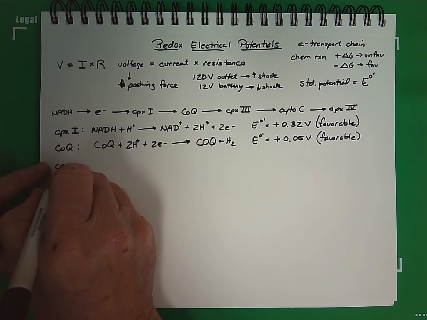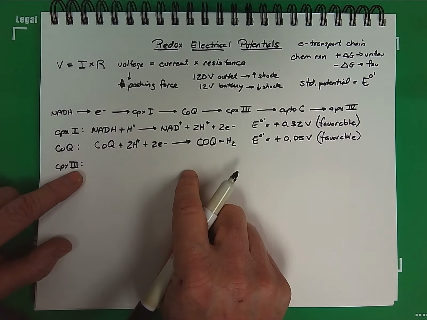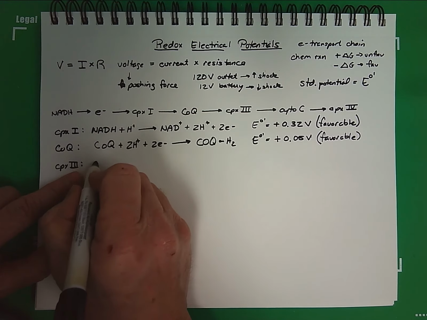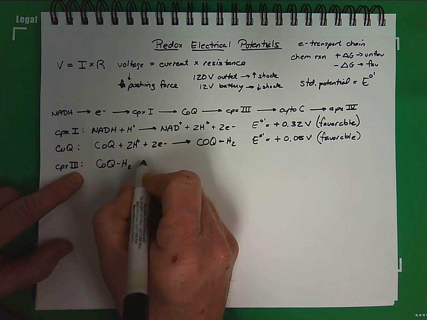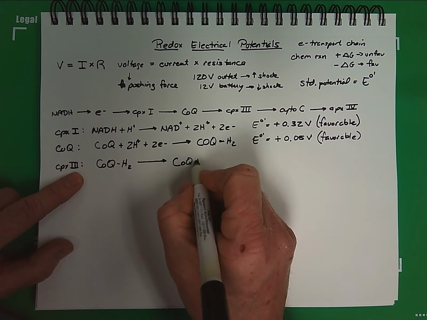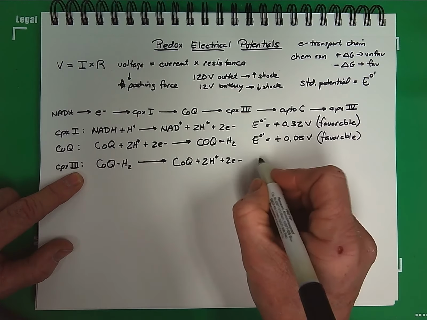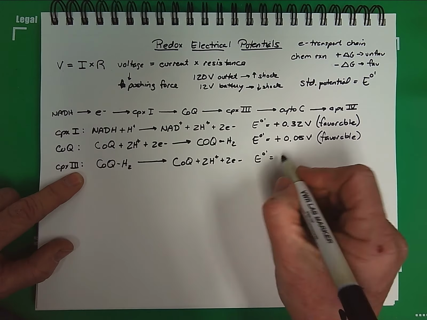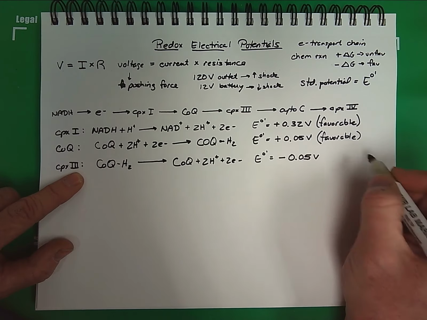Now, from this point, let's look at complex 3. For complex 3, we have the reverse reaction. We are going to have CoQ in its reduced form, and this is going to become CoQ in its oxidized form. So the standard voltage potential of this is now going to be the reverse of this, negative 0.5 volts.